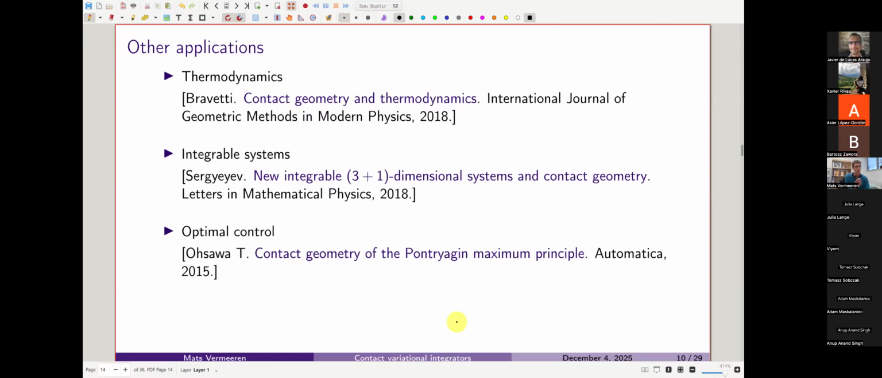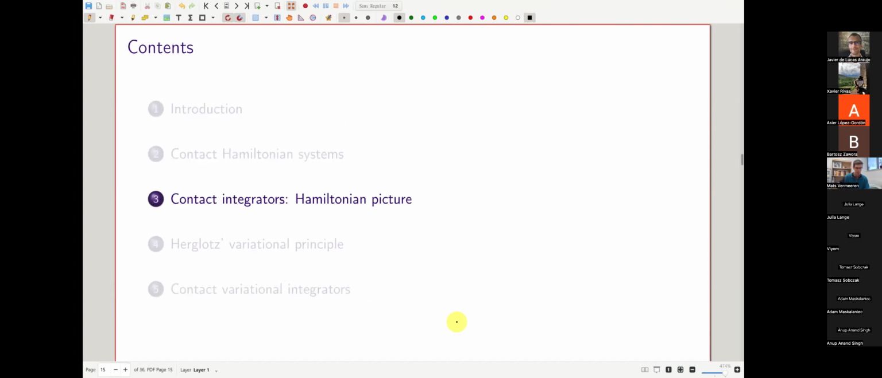There are other areas where it's relevant, and I think these references are a bit outdated. There are more recent papers on these topics. But for the talk today, it makes sense just to keep the mechanical example in mind.